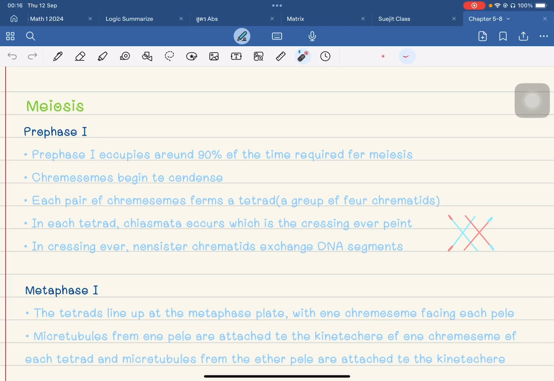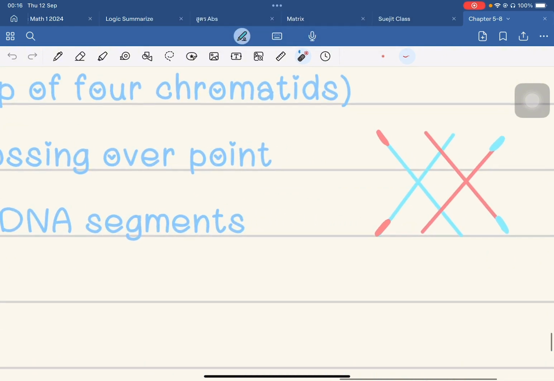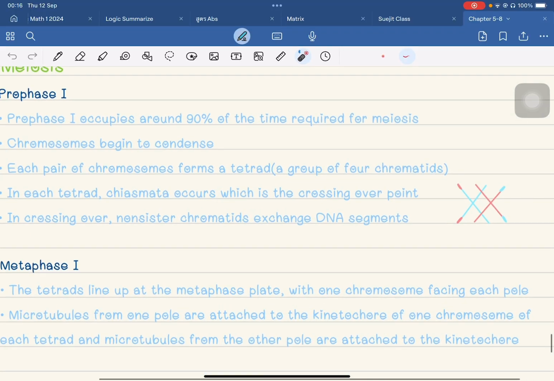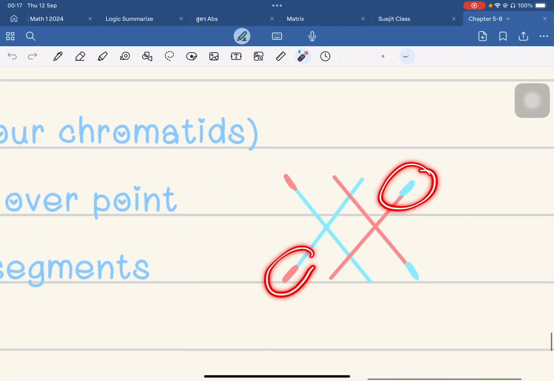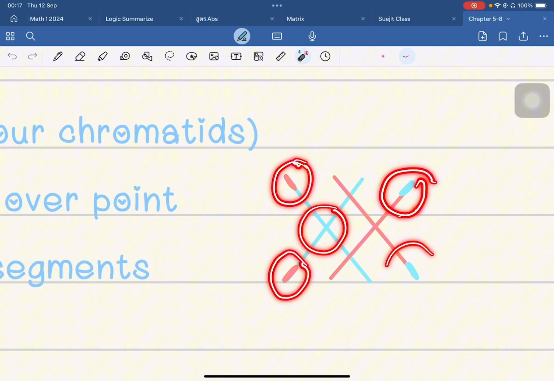And in each tetrad, the chiasmata occur, which are the crossing over points. As you see here, this is the chiasmata. As you see, they're getting crossed over, right? In the crossing over, the non-sister chromatids exchange DNA segments. As you see here, these blue chromosomes exchange their legs, so they have the legs from the pink one, and the pink one has the legs from the blue one also.